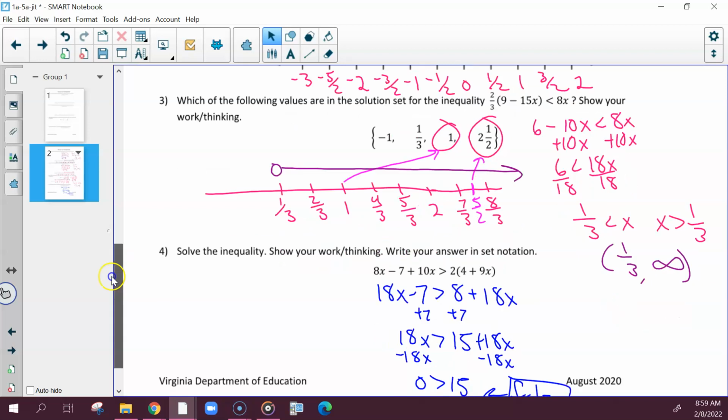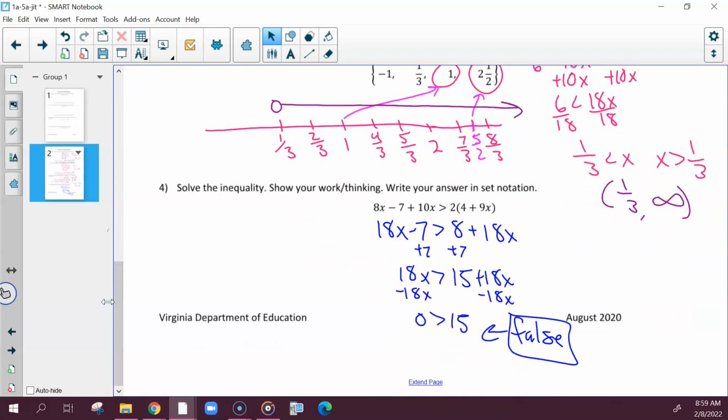Number 4. This one was a little weird because as you start solving this, your variables disappear and you end up with 0 is greater than 15. Previously, when we had equations, we would say no solution, infinitely many solutions, whatever. In this case, we have to change how we see this and look at it as, is this a true statement or a false statement? As our variables disappear and we're left with 0 is greater than 15, that's not true, it's false.